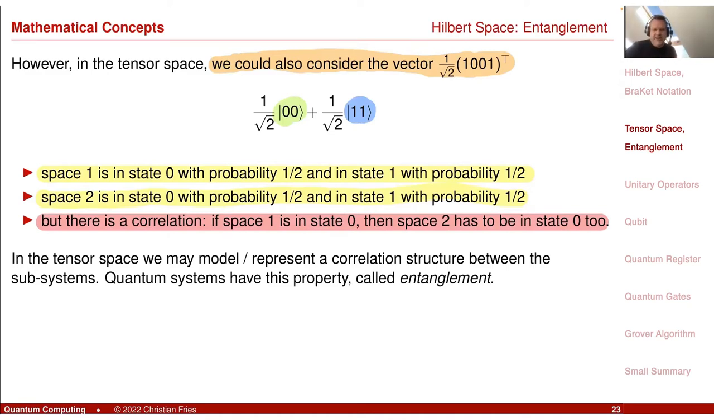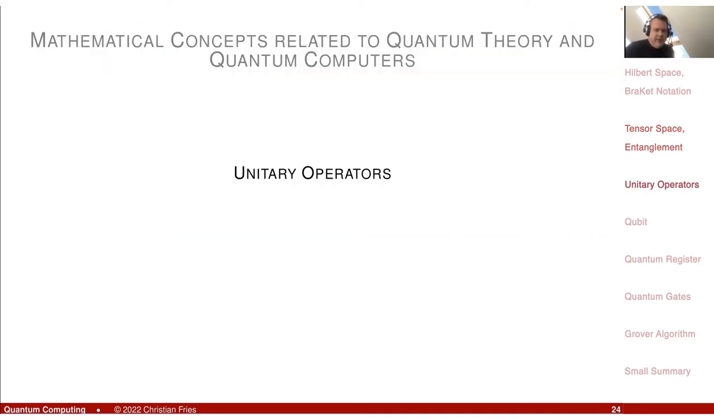And since this correlation exists in the physical system, we try to make use of this. And the quantum computer makes use of this. And this property is called entanglement. So this means we work in the tensor space because we have physical systems that have this degree of freedom. So now we have two concepts, the qubit, a very small element from a small Hilbert space, and the quantum register, an element from a much larger space, the tensor space of qubits.